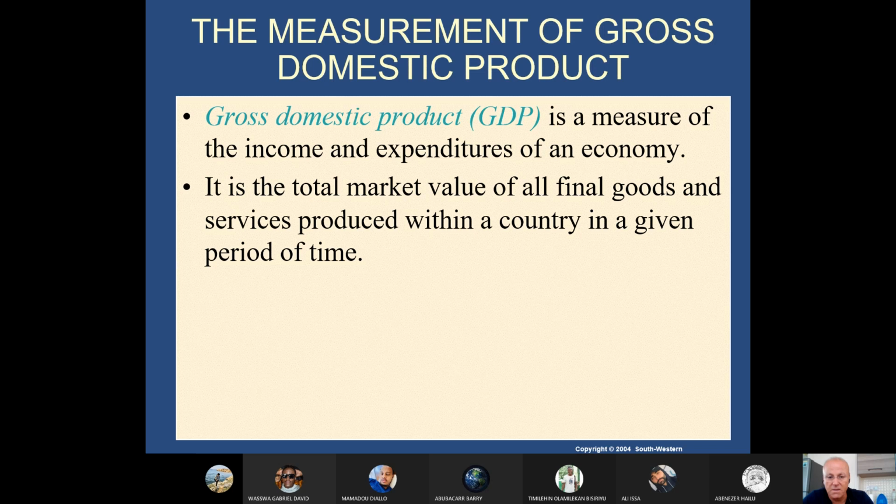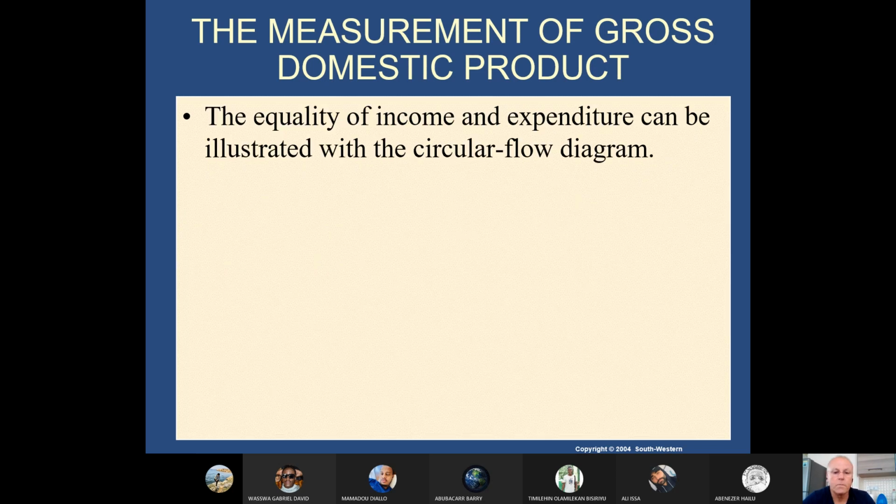And this is, in another form, explained as: income should be equal to the expenditures for realizing a sustainable economic application and model in the system. And the equality of income and expenditures can be illustrated with the circular flow diagram, and you will then be able to understand why it is important for the economy.